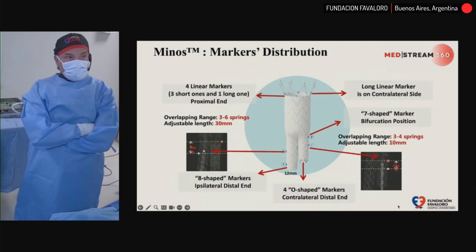So these are the markers that we have to observe, and the proximal part, this mark should be below the inferior border of the renal ostium. And then we have this seven-shaped marker at the level of the bifurcation that should be like a capital I to be sure that it's exactly on the opposite side of the introduction of the main body.